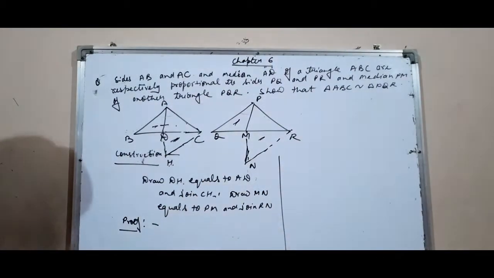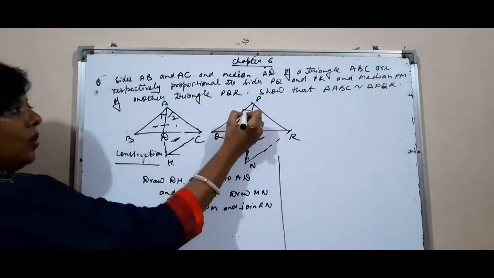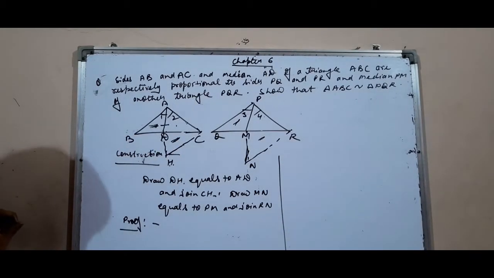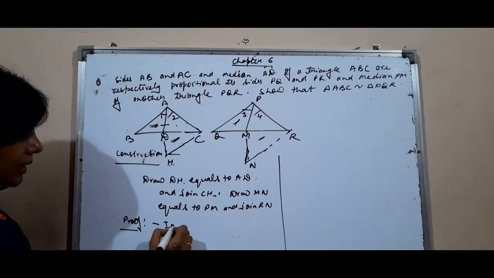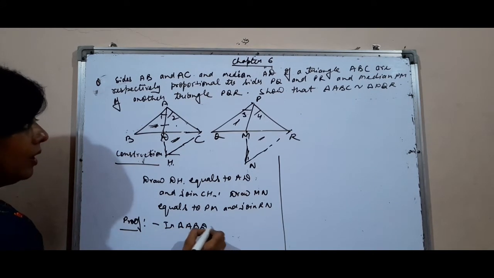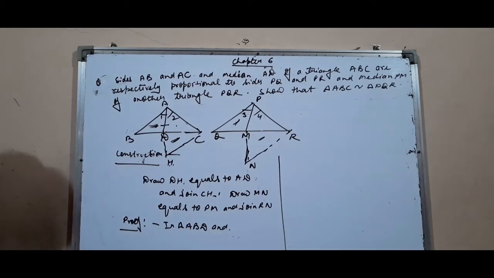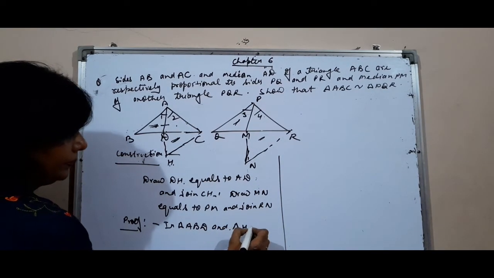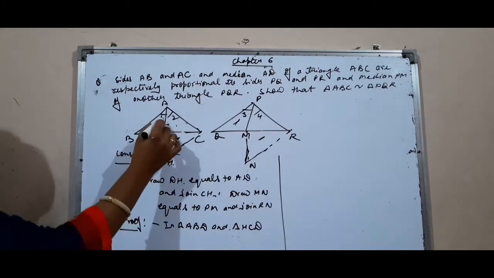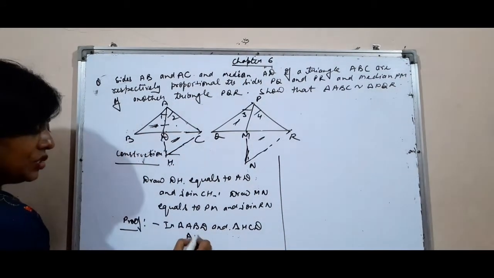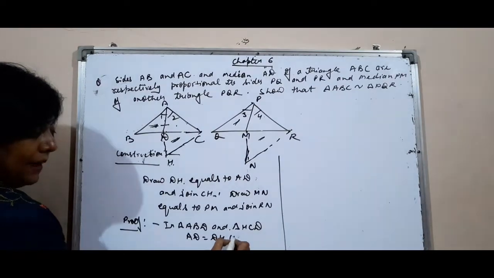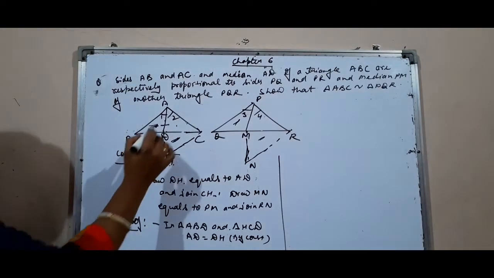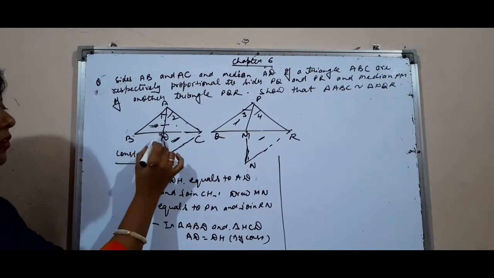We can prove that these two triangles are congruent. How will we prove? ये triangle और ये triangle दोनों congruent prove करो. In triangle ABD and triangle HCD, we know that AD equals to DH by construction, and moreover BD equals to DC.